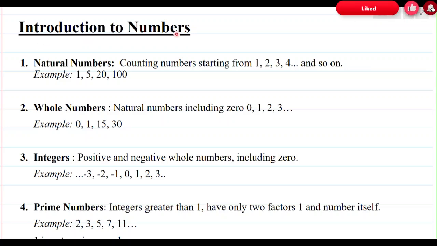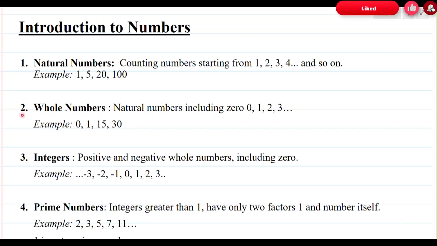Introduction to numbers. The first type of number is natural numbers, counting numbers starting from 1, 2, 3, 4, and so on. Basically, natural numbers are those numbers which are used for counting purposes. For example, 1 is a natural number, 5, 20, 100. These are all natural numbers which are used for counting purposes.